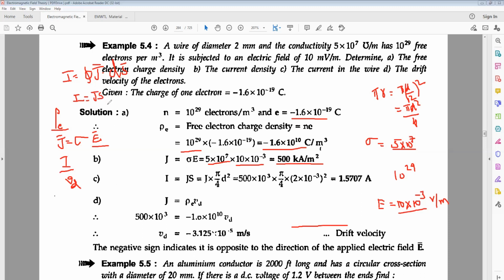What is the S? The surface area, pi d square by 4. J, what is the J? We got 500 into kilo, so 500 into 10 to the power of 3, pi by 4. The d is given as 2 milli, 2 milli means 2 into 10 to the power of minus 3 whole square. You can simplify this one, you'll get 1.577 amperes because it's a current. And also, the current density is related to the free electron charge and the drift velocity.